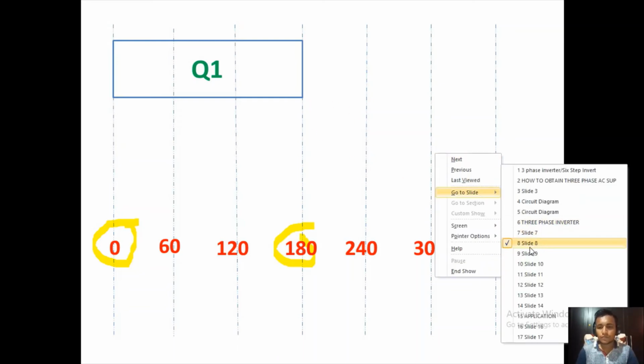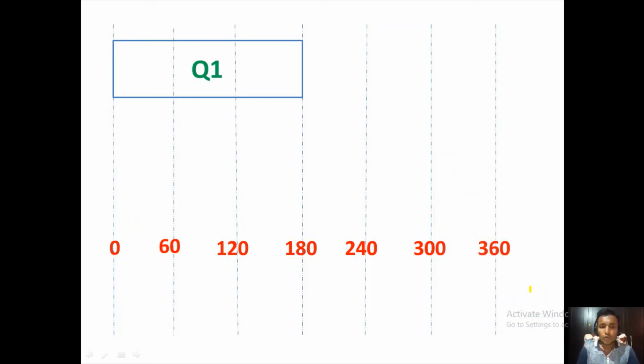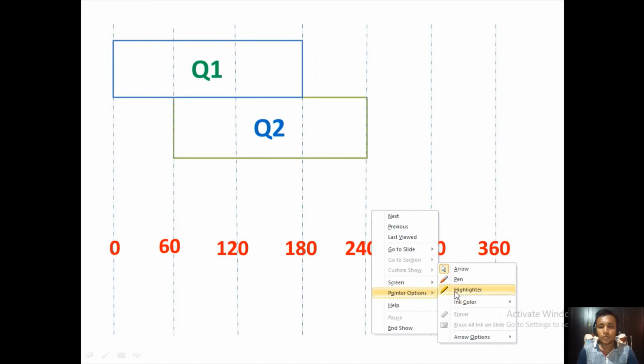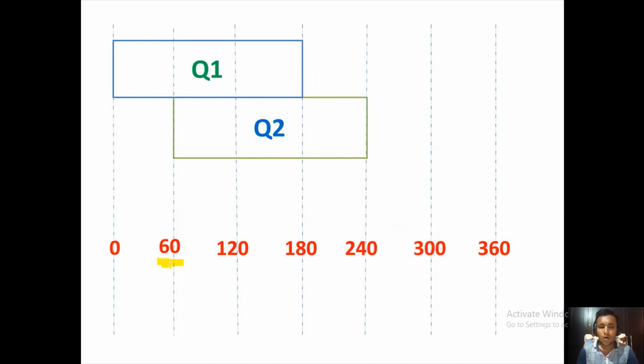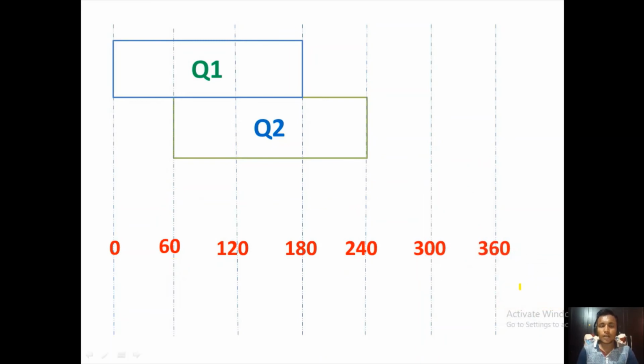Now when Q1 is on, Q2 will be fired at alpha equal to 60 degrees and remains on till 240 degrees. You can see at alpha equal to 60 degrees it turns on and remains on till 240 degrees. So this portion is 180 degrees, it remains on for 180 degrees, okay, because of the 180-degree mode of conduction.